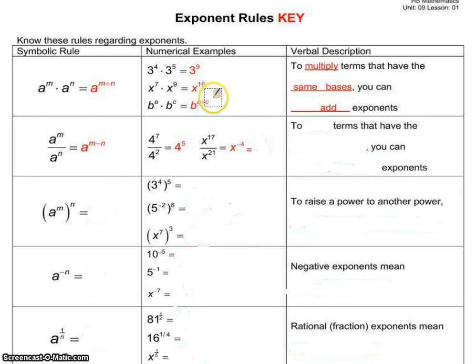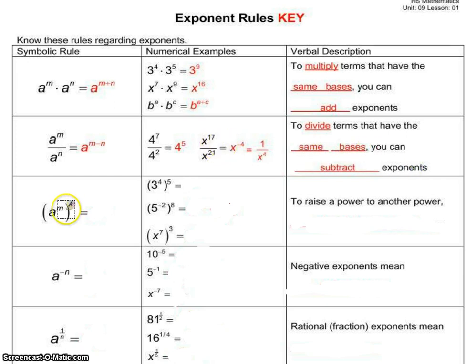Same thing applies here. The only thing different here is I'm going to get x to the negative 4th. And what do we remember that I told you on Friday before spring break? We can never have a negative exponent. So that's really going to be 1 over x to the 4th power. So what we learned is to divide terms that have the same base, you subtract your exponents.